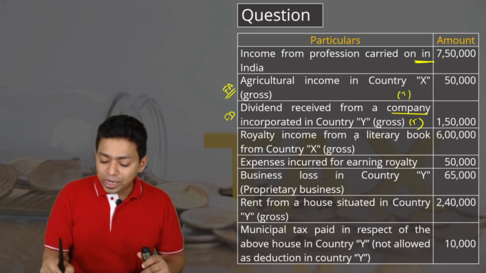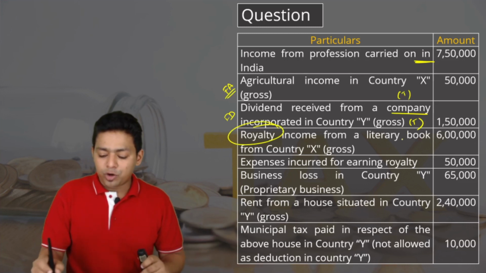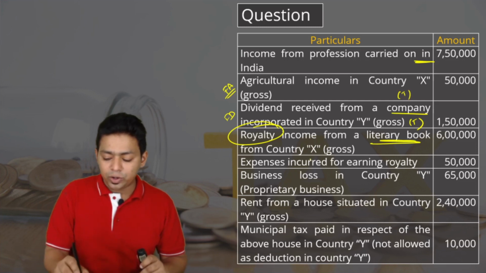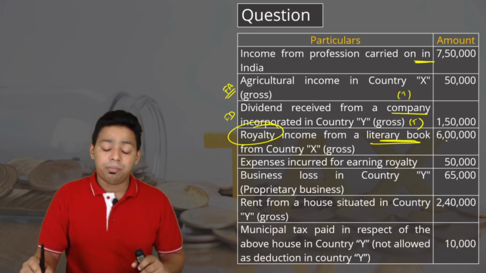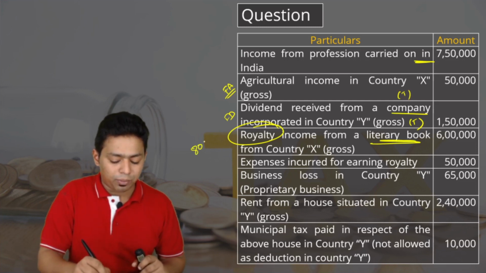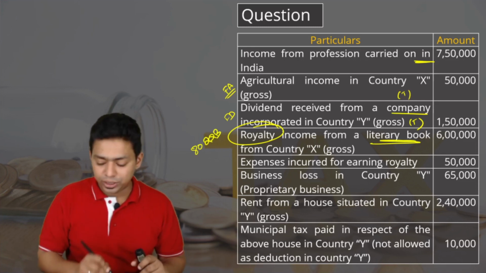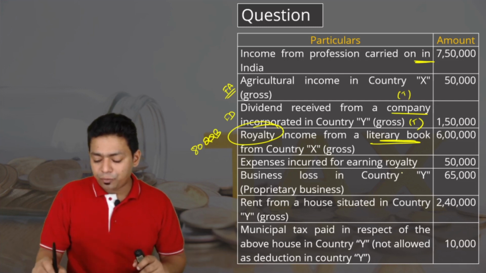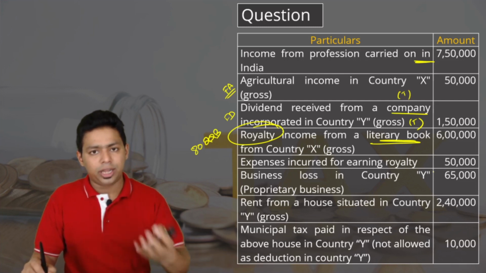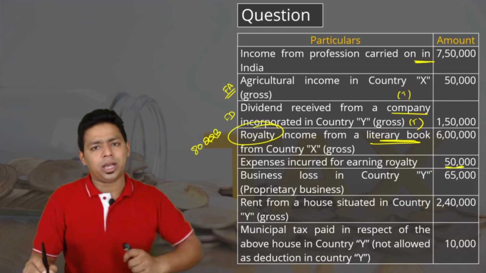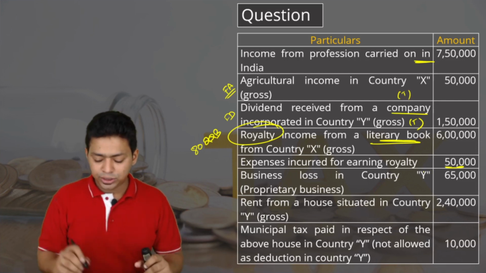Royalty income from a literary book from country X, gross. So royalty income, but whenever royalty income comes, you should think about 80QQB, 3 lakh rupees deduction. Expenses incurred for earning this royalty income, 50,000, we will provide deduction under section 57 under IFOS.